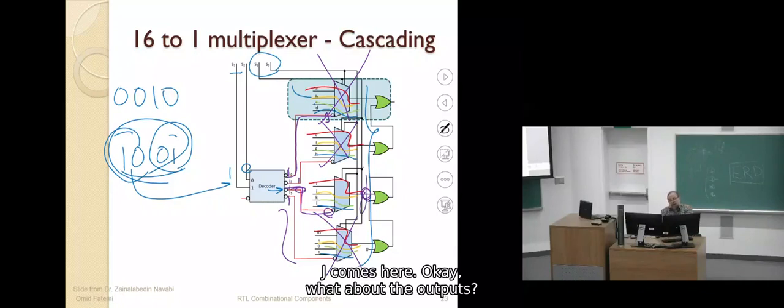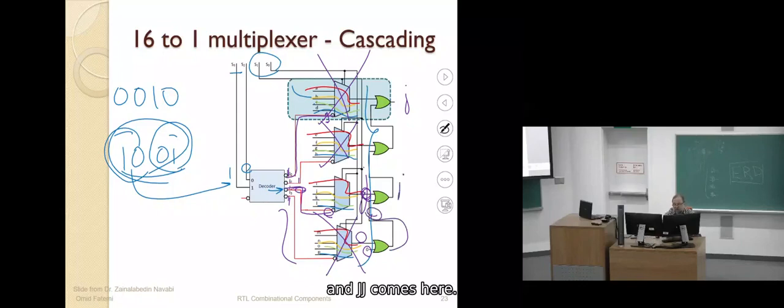Okay, and what about the outputs? We had 4 outputs before. How do we collect them? We put OR together. The output of this one is going to be ORed with the other one. The other ones, which are not active, are 0. We had enable, we made 0 out of them. So the only one that is active generates an output, and this will be ORed with the other zeros, and it means that J comes here. So you see J here. And here we have 0, and also this is 0 because it is inactive. So we have 0 and J, so J comes here.